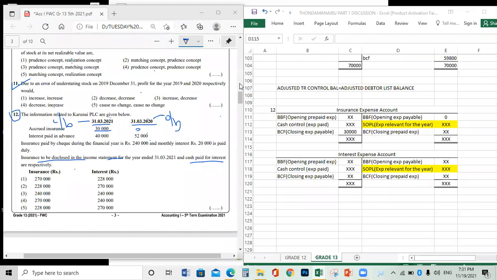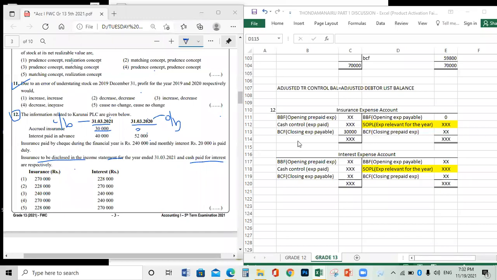What is the other term? Interest paid in advance. Come on, guys, you all are making small mistakes. What is the other term for interest paid in advance? Very good. Prepaid interest. The other term is prepaid interest.